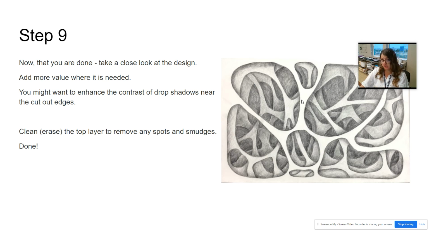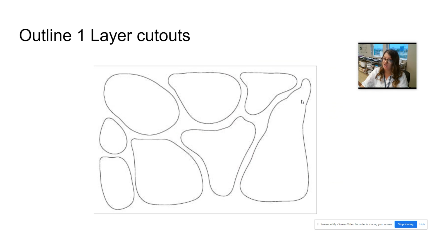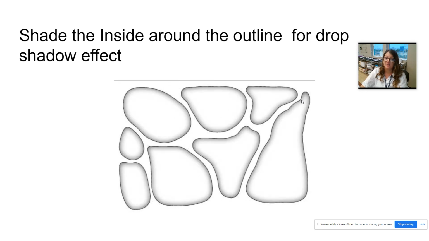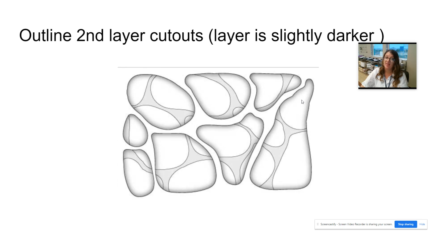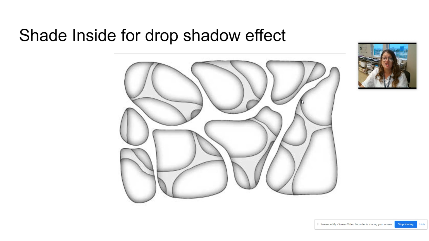All right, so let's start again. This is the finished product, which you guys should be completing. But let's do a quick overview of what we talked about because I know it was a lot. For your outline layer 1, you're going to draw your cutouts. Then you're going to shade inside of them, remember, from dark to light. Then you are going to outline your second layer. Remember, this is slightly darker. Then you're going to shade inside for the drop shadow effect.